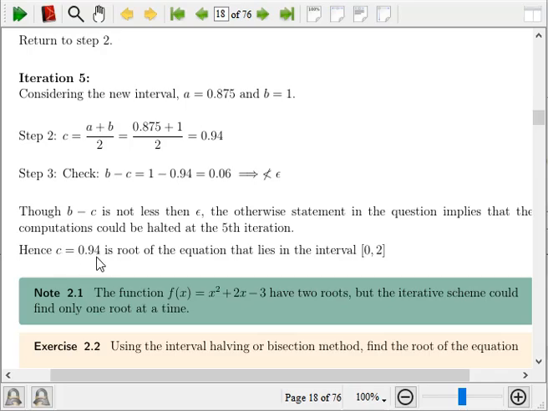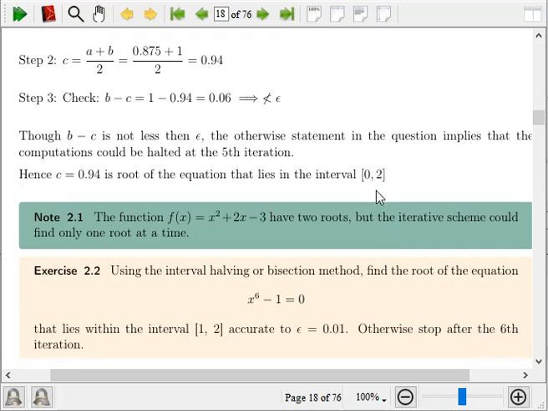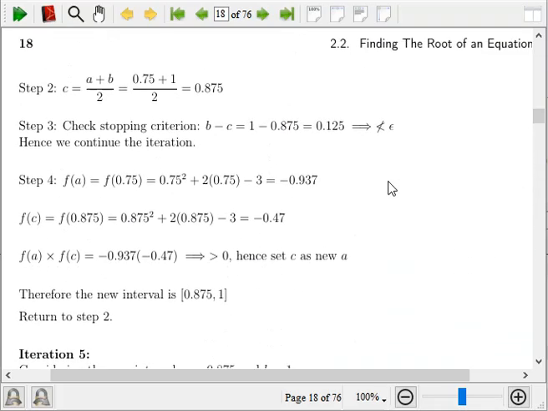We have mentioned earlier that numerical methods give approximate solutions, not exact solutions. So this is an approximate solution or an approximate root that lies within this interval. So the bisection scheme is only able to find one of the roots at a time. One of the roots. So this one did find the positive root that lies within the interval 0, 1.